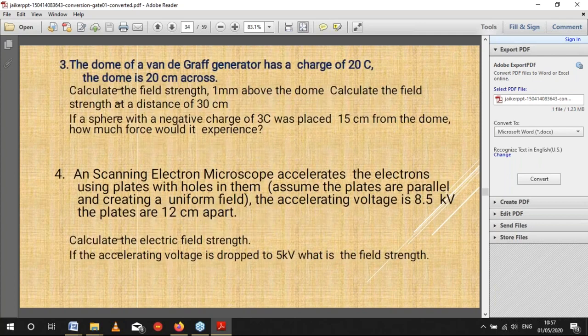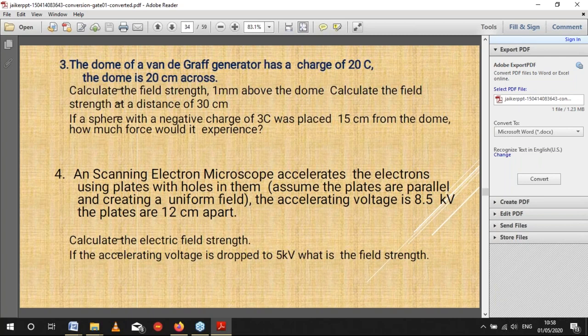Question number 4. A scanning electron microscope accelerates the electrons using plates with holes in them. Assume the plates are parallel and creating a uniform field. The accelerating voltage is 8.5 kV. The plates are 12 cm apart. Question A. Calculate the electric field strength. If the accelerating voltage is dropped to 5 kV, what is the field strength?